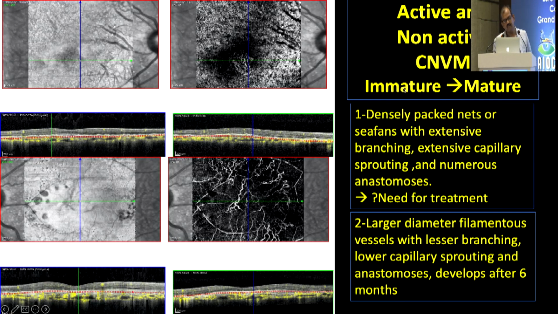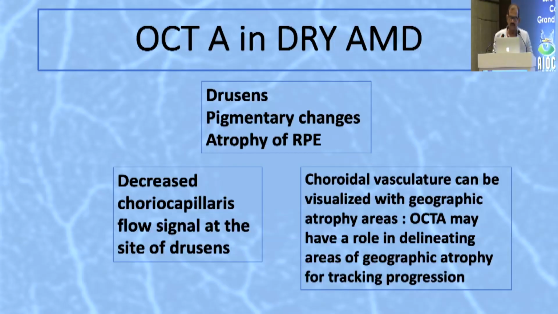The active fronts appear like densely packed nets of sea fans with extensive branching. There will be extensive branching in active lesions. Extensive capillary sprouting and numerous anastomoses can be seen in these active lesions, whereas once the choroidal neovascular membrane matures, the vessels become larger in diameter, filamentous, with lesser branching and lower capillary sprouting. And this maturity develops after almost about 6 months of anti-VEGF treatment.